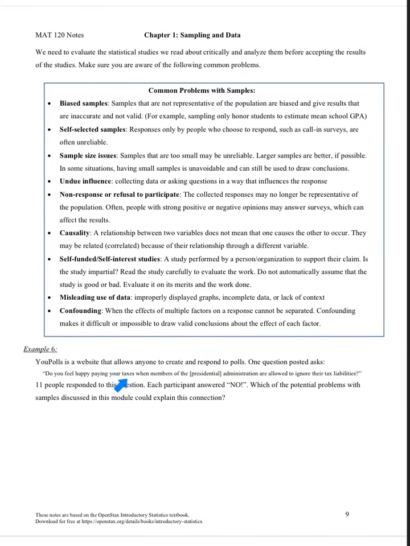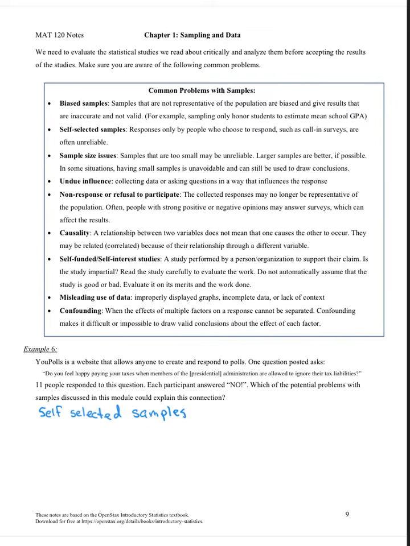Now, in example 6, we talk about a poll that is given, and one of the questions asks, do you feel happy paying your taxes when members of the presidential administration are allowed to ignore their tax liabilities? Now, if we have 11 people that responded to this question, and we read that each one said no, do you see a potential problem here with samples?